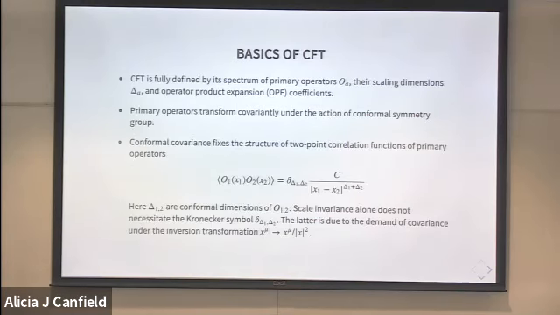Now, conformal symmetry constrains the form of a two-point function of primary operators. This is the form for two primary operators O1 and O2 with scaling dimensions delta 1 and delta 2, up to an amplitude. Notice you have this Kronecker symbol here, which demands that the scaling dimensions of operators O1 and O2 are equal to each other. If you just had scale invariance but not conformal invariance, that Kronecker symbol would not be there.